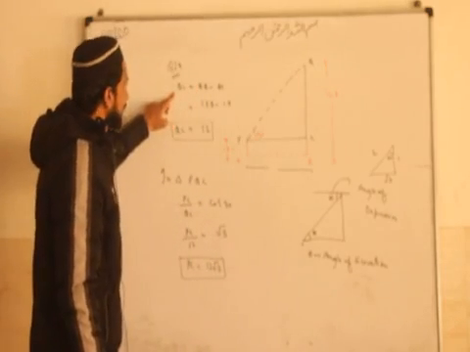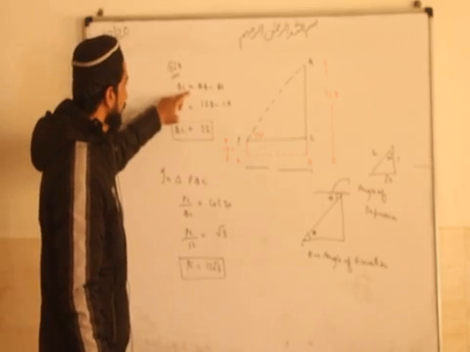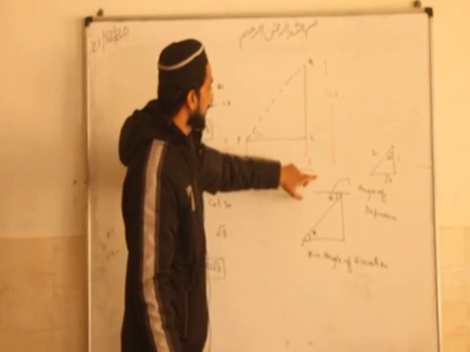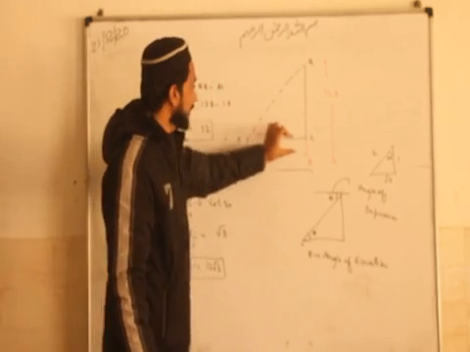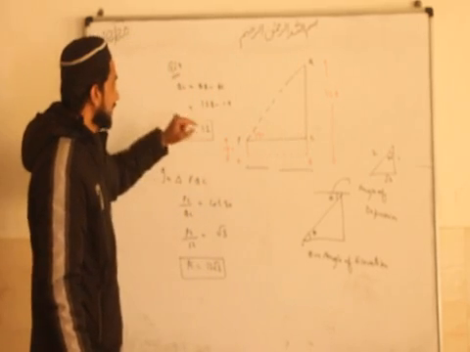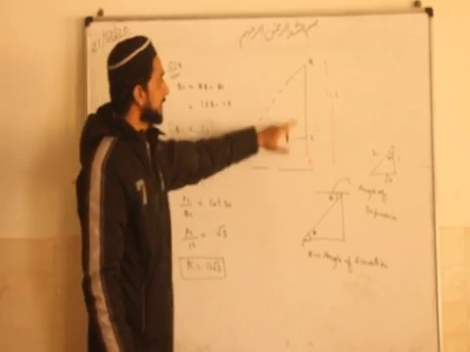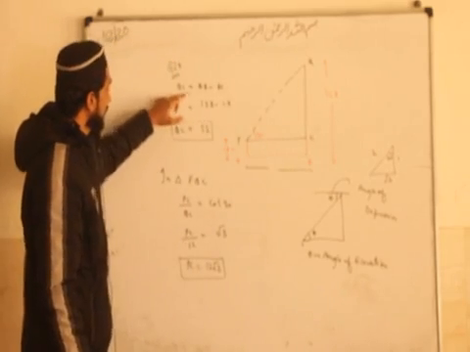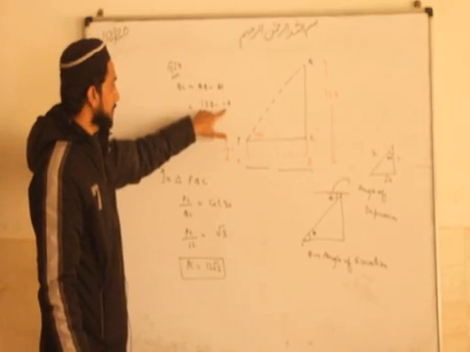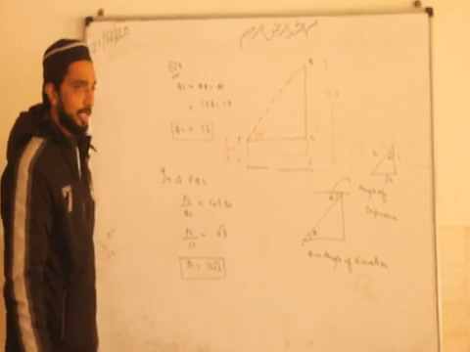Now let's see. From the figure, QC is equal to QB minus BC. This is the total height QB and this is the height of this man. These both are equal. So from QB, if we subtract BC, we will get QC. So QC equals QB minus BC, which is 13.8 minus 1.8. So it will be 12.